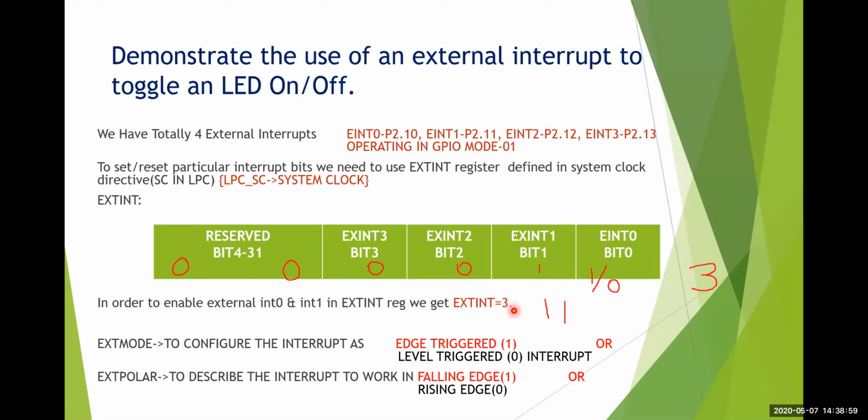If I enable this particular external interrupt, then the LED should be on. If I disable this, then the LED should be off. This is the operation which I'm going to perform. So now enabling of the interrupts has been done.